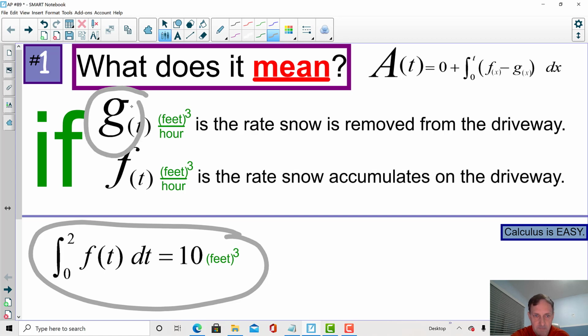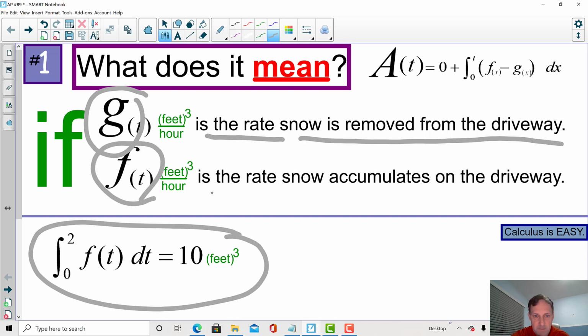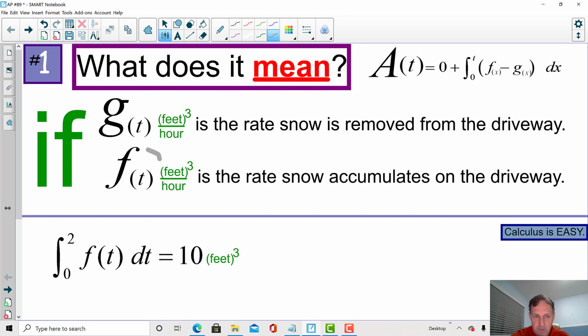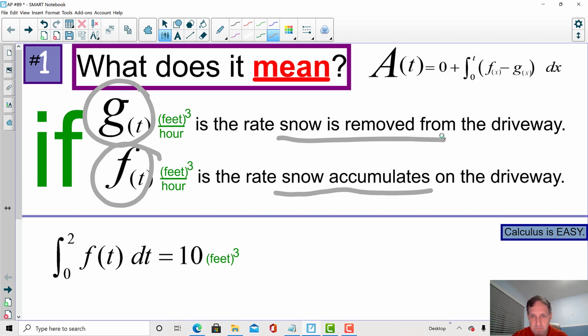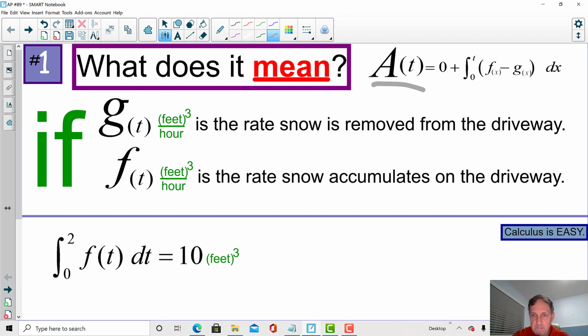It says that G is the rate that snow is removed from the driveway. And then it says F is the rate that snow accumulates on the driveway. So F is kind of like the rate in, you have snow accumulating, and G is kind of like the rate out. So snow is being removed from the driveway. We do have this amount function that has the starting amount of 0 plus all the changes. So you have to try to figure out what is the meaning of this.